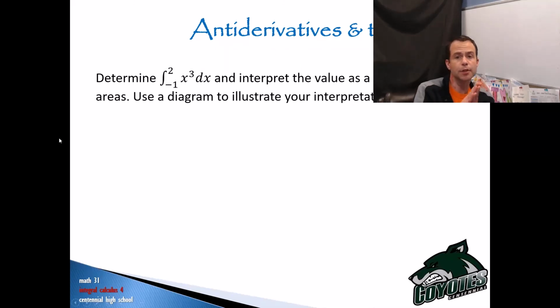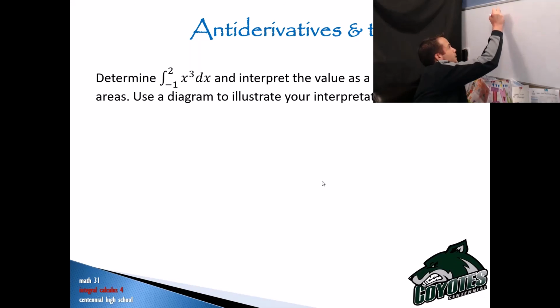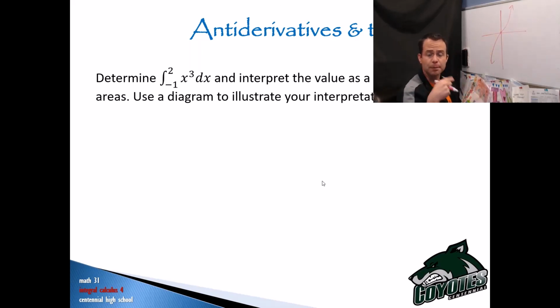Okay, last example for today. Determine the integral of x cubed on the interval -1 to 2 and interpret the value as a difference of areas. Use a diagram to illustrate your interpretation. So if I'm looking at f of x equals x cubed, I want you to think for a second, where do I change from being underneath the x-axis to being above the x-axis? Because you all know that x cubed would look like this, right? So it's right here that I change from being below to being above.